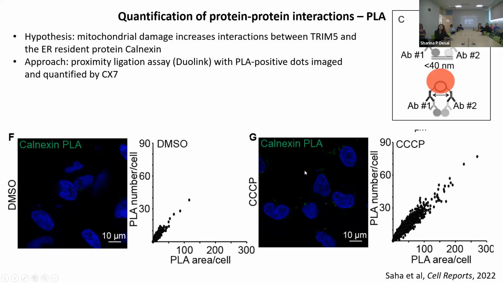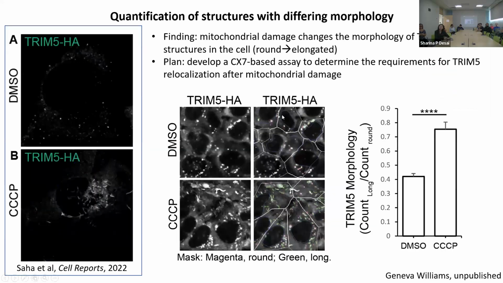When we treat cells with a mitochondrial coupler, CCCP, you can see visually there are a lot of these dots, and there are more of them, and they're bigger. Here, each data point represents a single cell, and I believe we imaged 2,000 cells. So these assays, we've got one more.